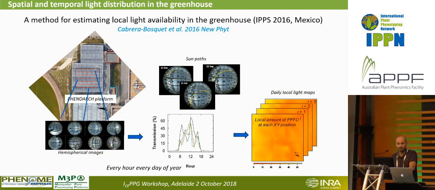So we can take hemispherical images, we can simulate the sun paths for every hour, every day of the year, and then we can calculate how this maps for every day of the year.